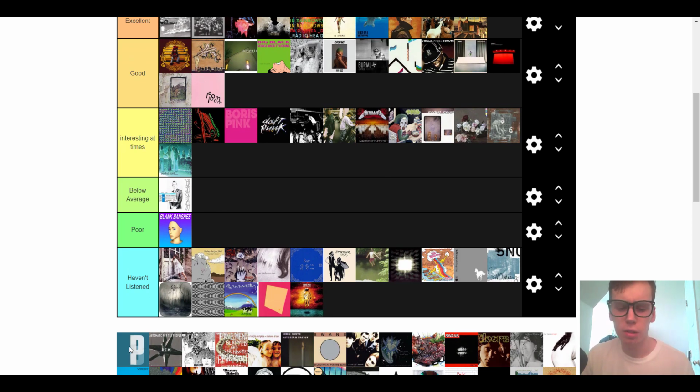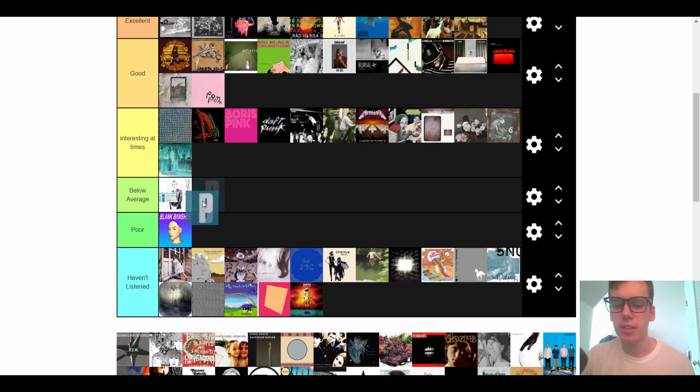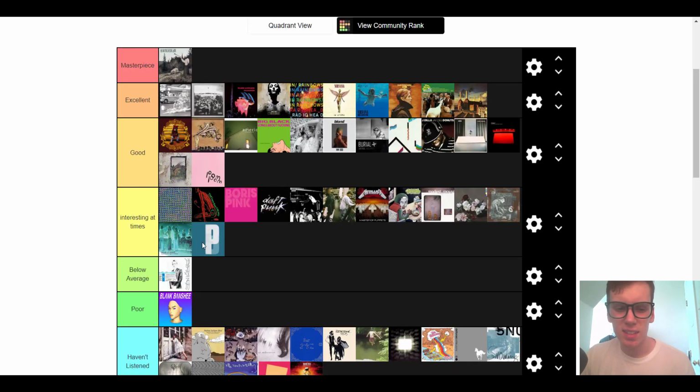It is also called 3, I'm pretty sure. The cover is P3, but yeah, this one falls... I don't want to stick it in interesting at times though. I feel like I'm gonna stick it in good again. Portishead for me, once again, is one of those artists, like even Nirvana, for example, where their discography is so consistent. All of their releases are amazing.